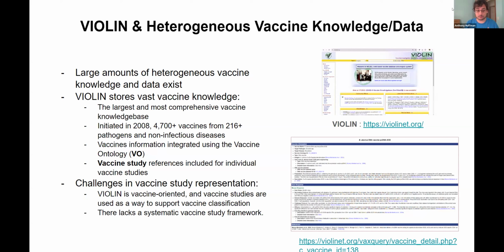So that means when we're trying to look for further detail or connections with these vaccine studies, VIO-MIN doesn't really have a good way to support this, or a systematic way to look through all of the details for studies and find summaries.